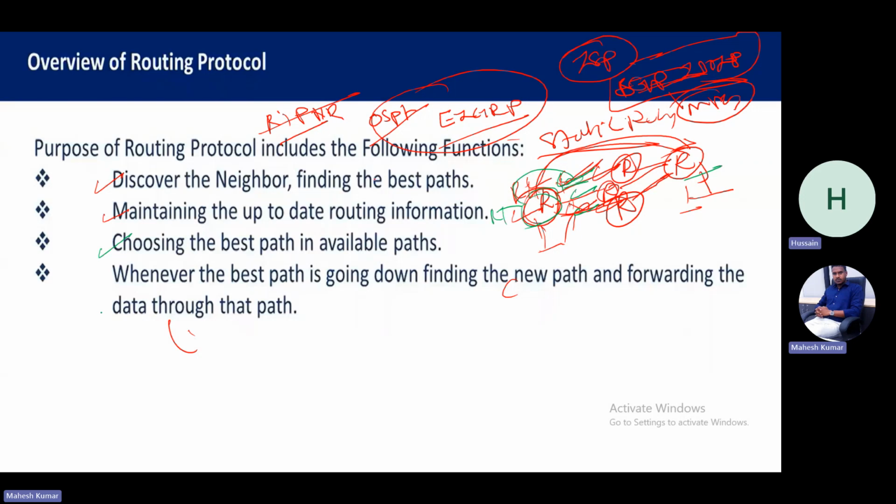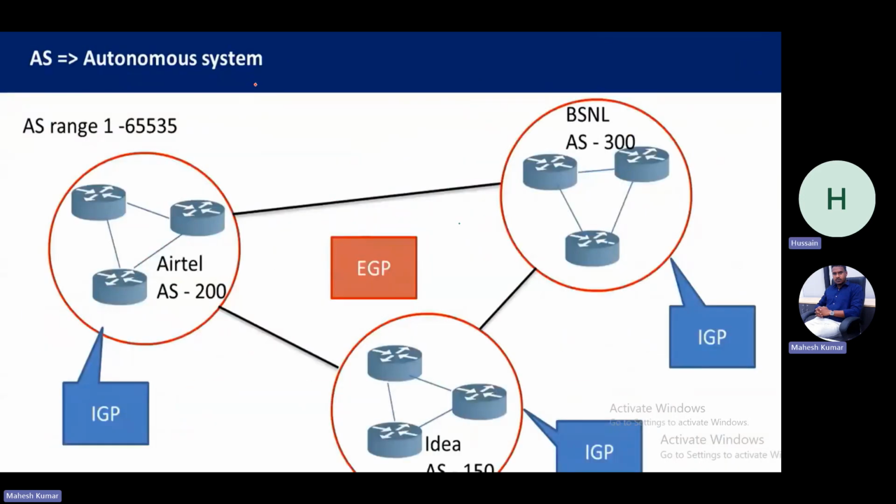Whenever the best path is going down, it finds a new path and forwards the data through the second path. It will choose the second best path as the best path, and the data will travel using the second best path. Got it? That is common in every routing protocol.